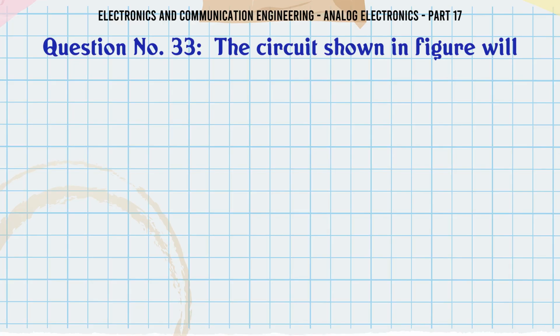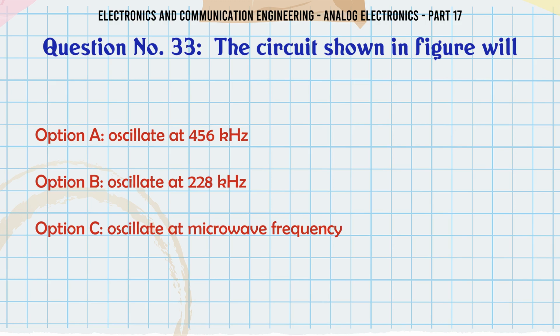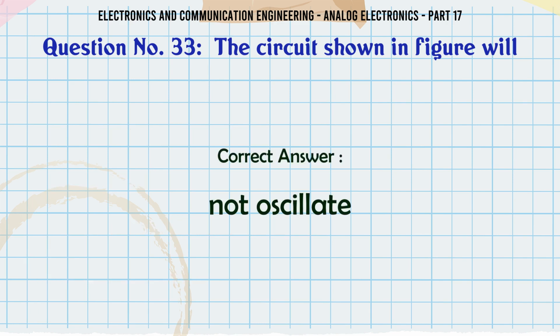The circuit shown in the figure will: A. oscillate at 456 kHz, B. oscillate at 228 kHz, C. oscillate at microwave frequency, D. not oscillate. The correct answer is not oscillate.